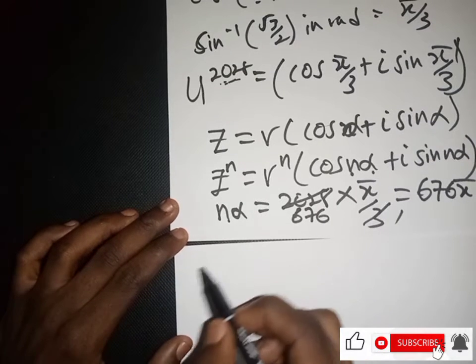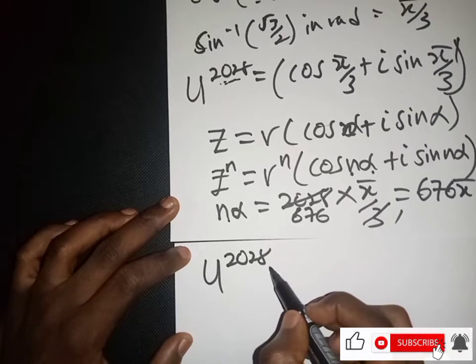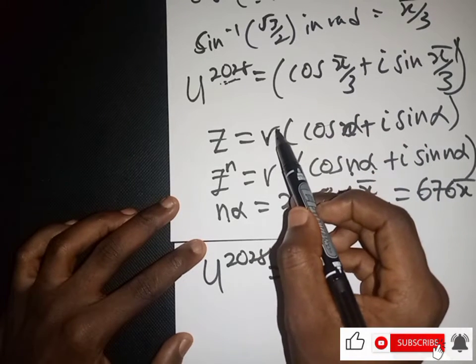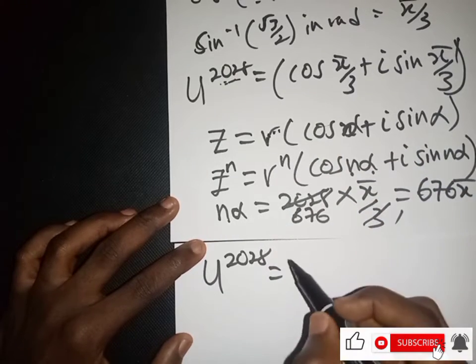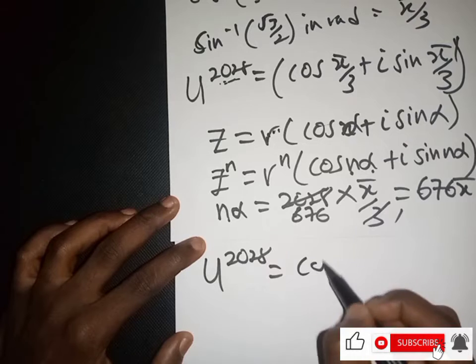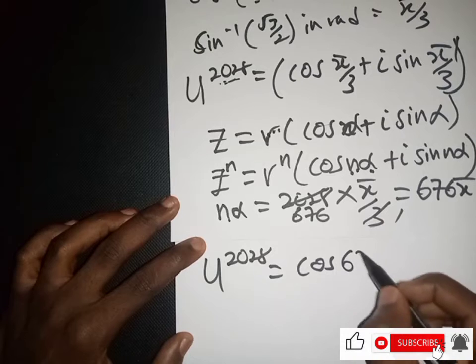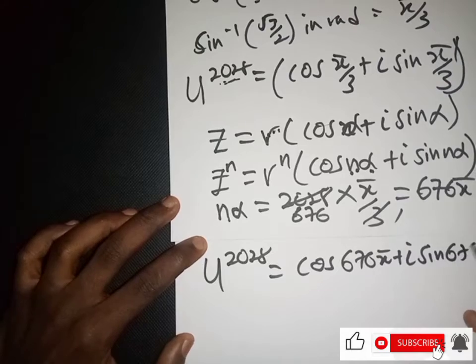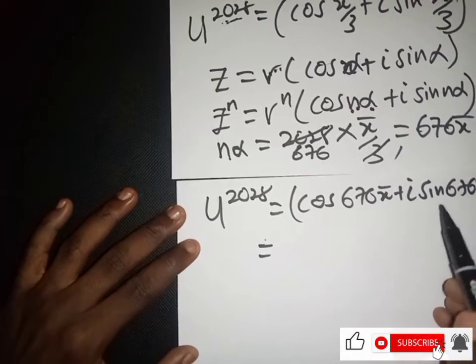So from here we have u to the power 2028 being equal to r, and we add the modulus to be 1, so 1 to the power 2028 is still 1 in this case. So from here we have cos of n alpha, and n alpha is just 676 pi, plus i sine 676 pi in this case. So that will be the expansion for that. That's De Moivre's formula.